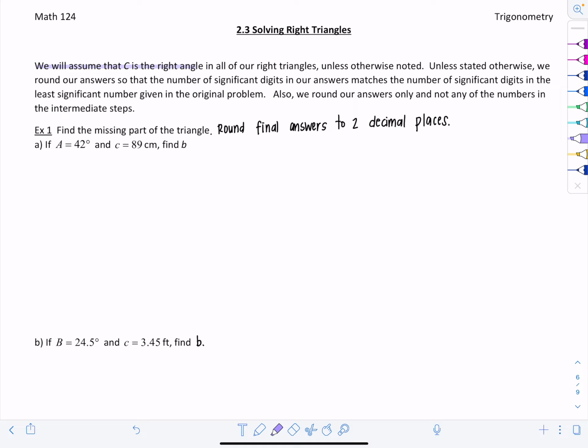However, most of the time, I'm always looking out for you. I'll tell you how many decimal places I want your final answers to be because I don't need you worrying about significant digits too much in your math class especially. You can save that for science.